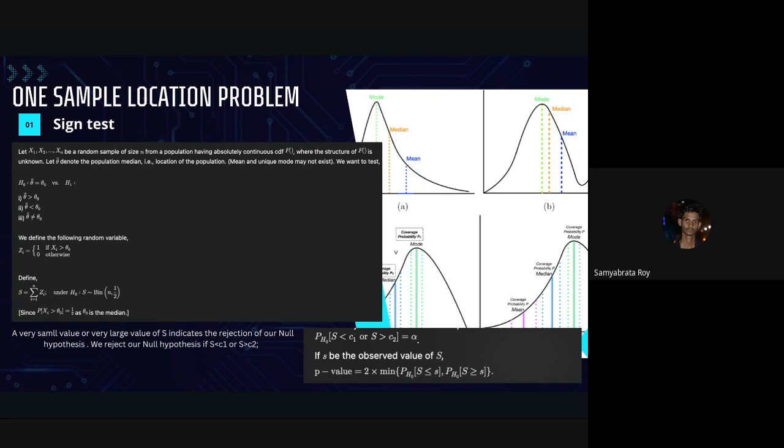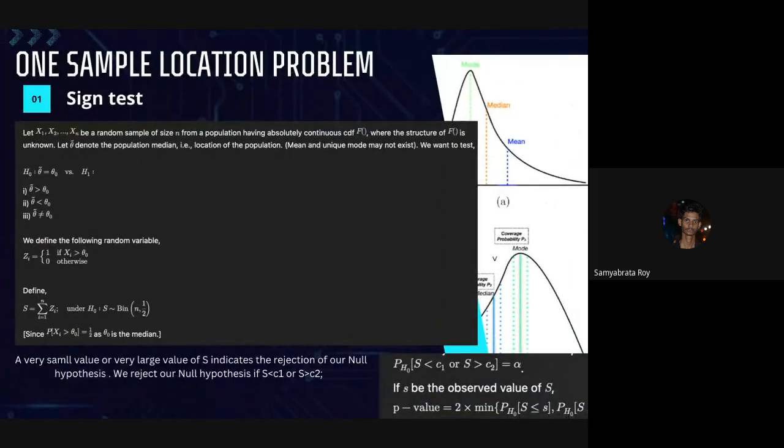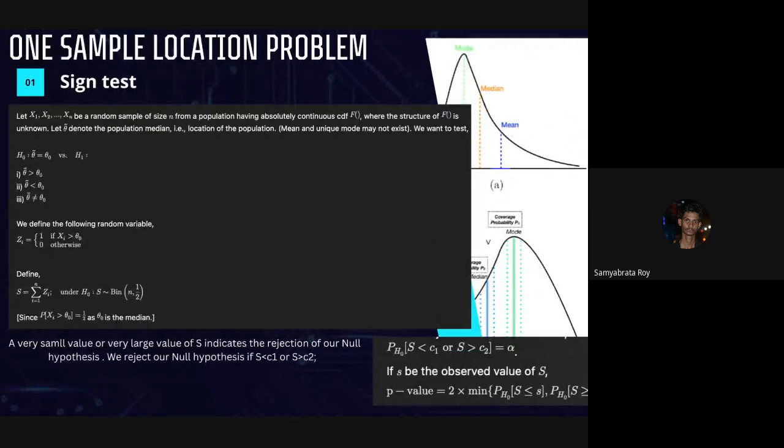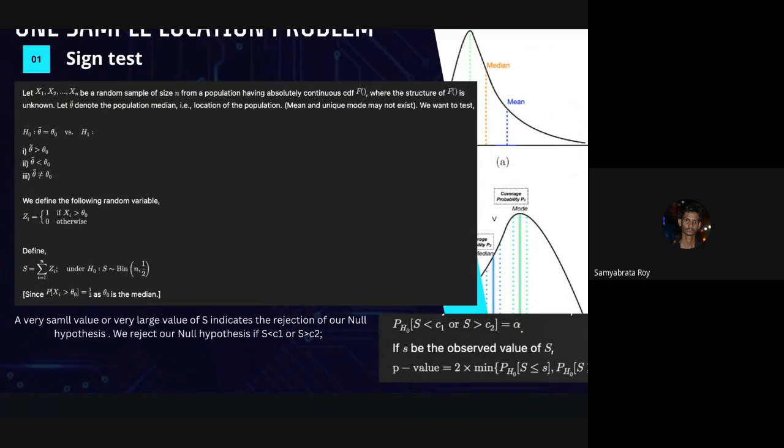The first thing we're going to do is the sign test. How does the sign test work? In this scenario, we are basically taking an assumption in the null hypothesis that our parameter, which is the median, is taking a particular value. And we can have three different alternative hypotheses. The first one is the right tail test, which you are already aware of. The second one is the left tail test, and the third one is the both tail test.